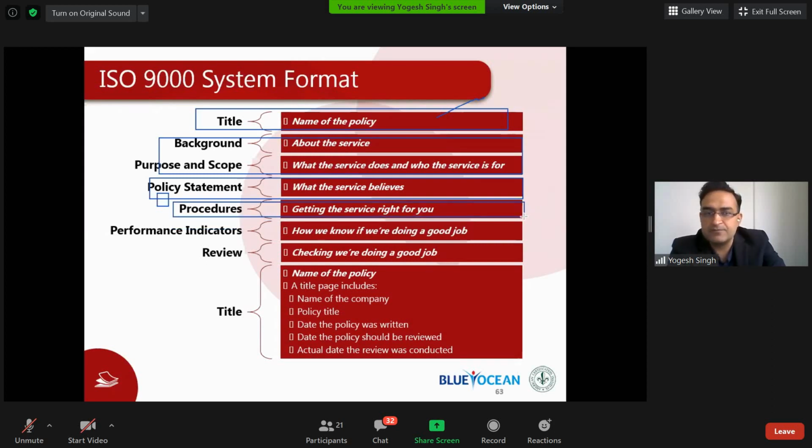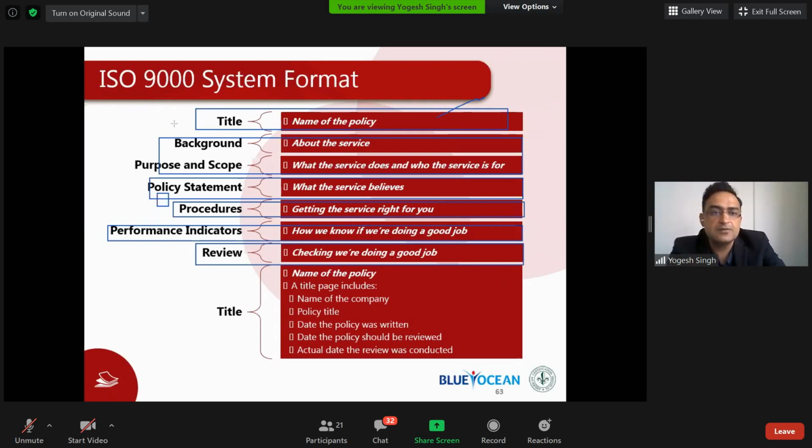In procedure, there will be 1, 2, 3, 4, 5, 6 multiple steps. Then if you have any indicator for this policy, how do you know the policy is working or not? Like audit. We will audit it after 1 year. So audit becomes an indicator here. Then review. You should review policy annually, twice in a year, or maybe biannually, or in 2 years, 3 years, whenever ISO audit happens, you should review it.